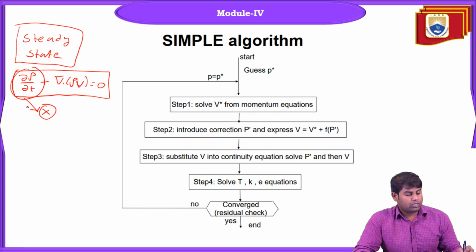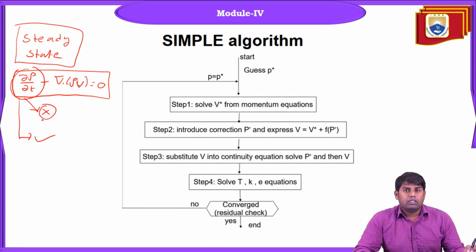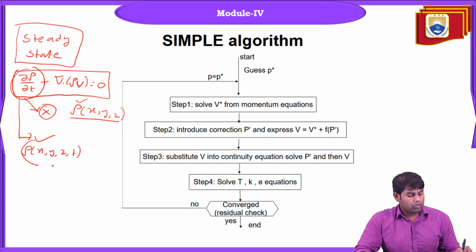When I say transient, the full form of the equation will be available. Transient simulation or unsteady simulation, both are similar, where your flow variable, let's take density, is a function of x, y, z for steady state. Now for the transient, it is a function of x, y, z, t. So this is the difference between steady state and transient.